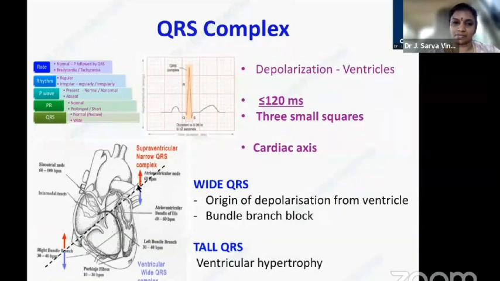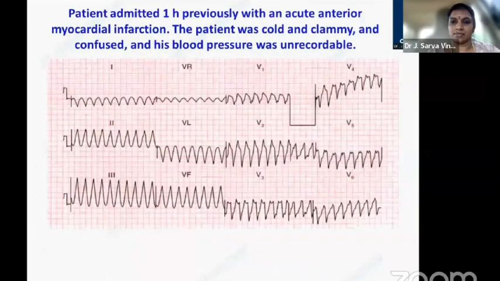Always remember, in a tachycardia, if the QRS complex is narrow, then the origin of tachycardia is above the ventricle. If the origin of tachycardia is in the ventricle, then definitely you have a wide QRS complex. The other reason for the wide QRS complex is bundle branch block, and the QRS can be tall when there's ventricular hypertrophy.